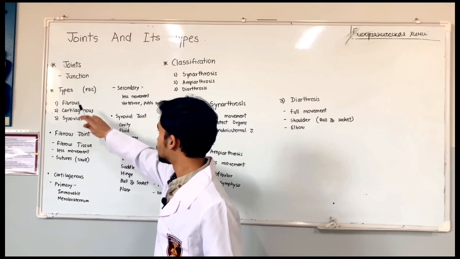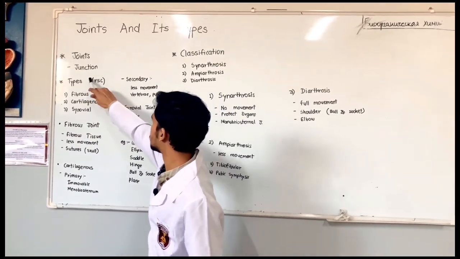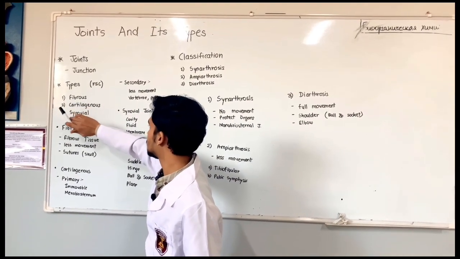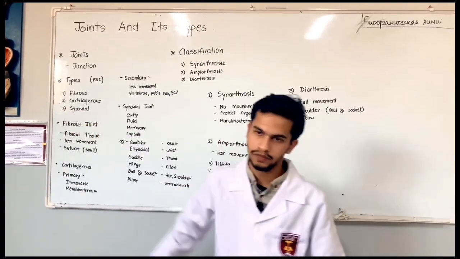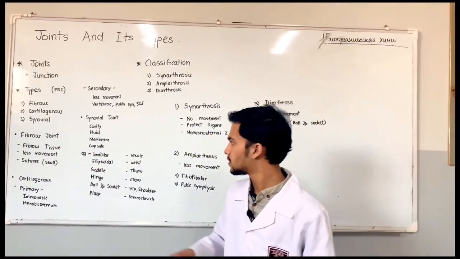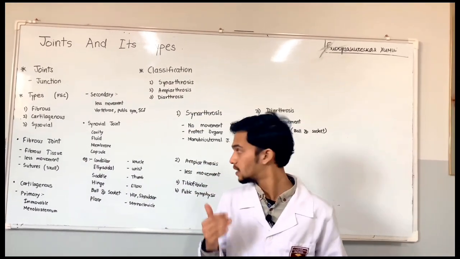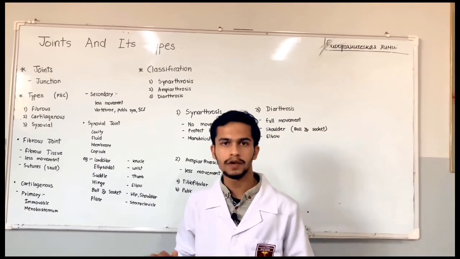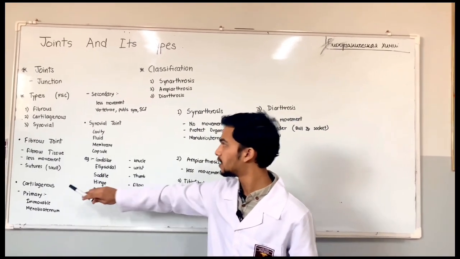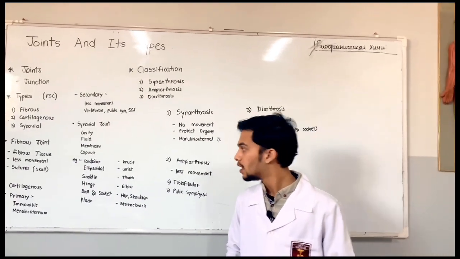There are some types of joints, types FSC. We nominate them: first is fibrous joint, then cartilaginous joint, then synovial joint. Fibrous joints are those in which fibrous tissue is present, they possess less movement, and the example of fibrous joint is the sutures of the skull. Then we have another type of joints, that is cartilaginous joints.